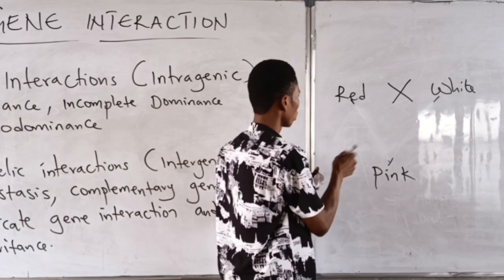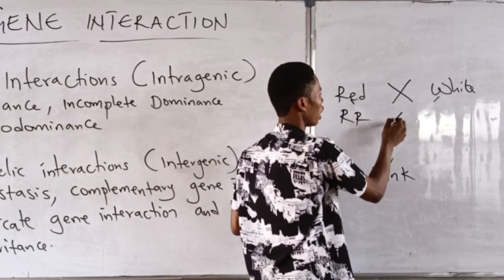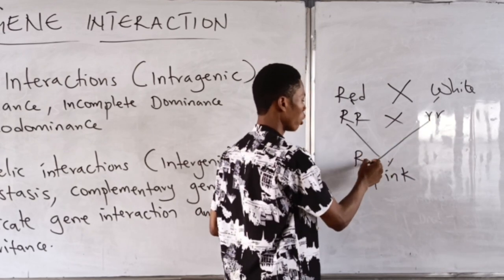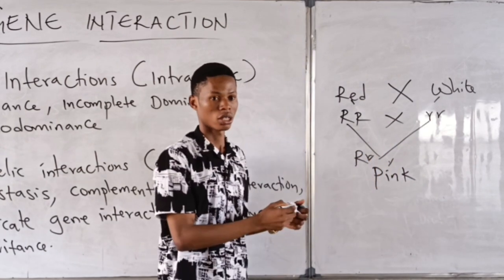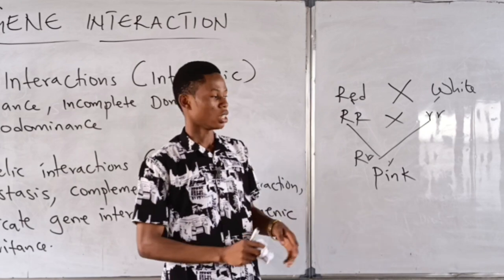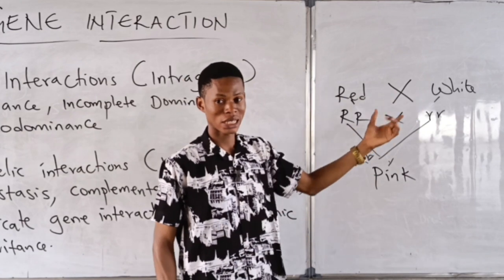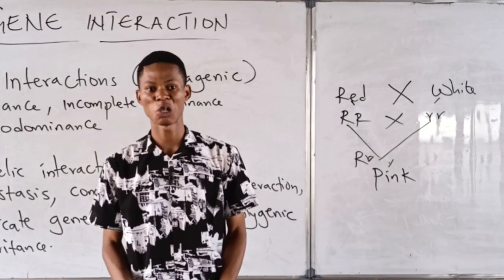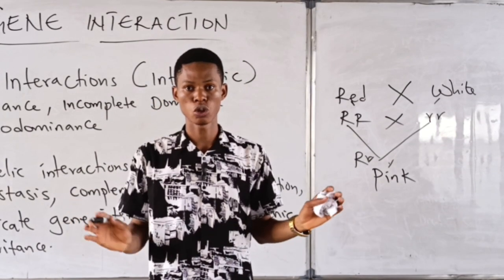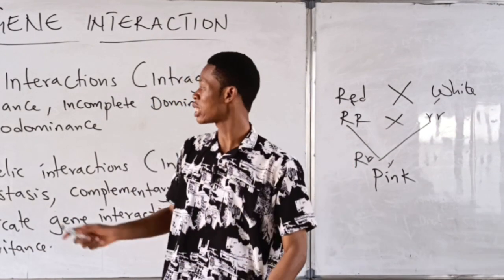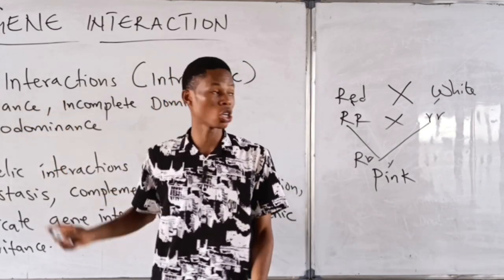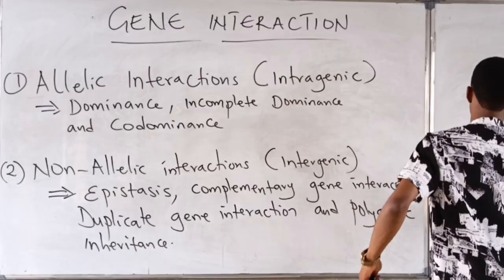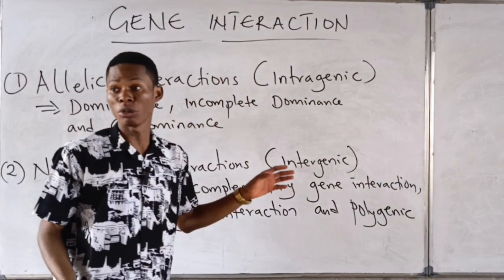So if this was red and this was white, and you have something like this that is pink instead of red or white, having an intermediate character, that is incomplete dominance. None of them are dominating. Do you understand that? Yes. And it is also allelic interaction, because we are still looking at the same alleles. So we understand what incomplete dominance is, right?